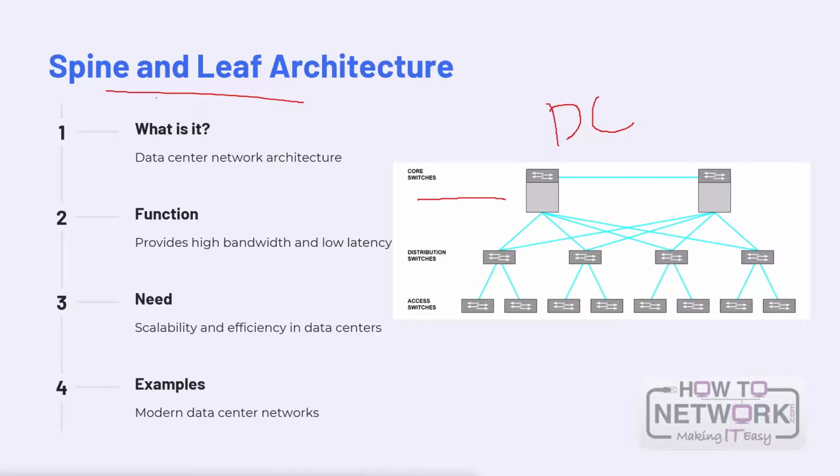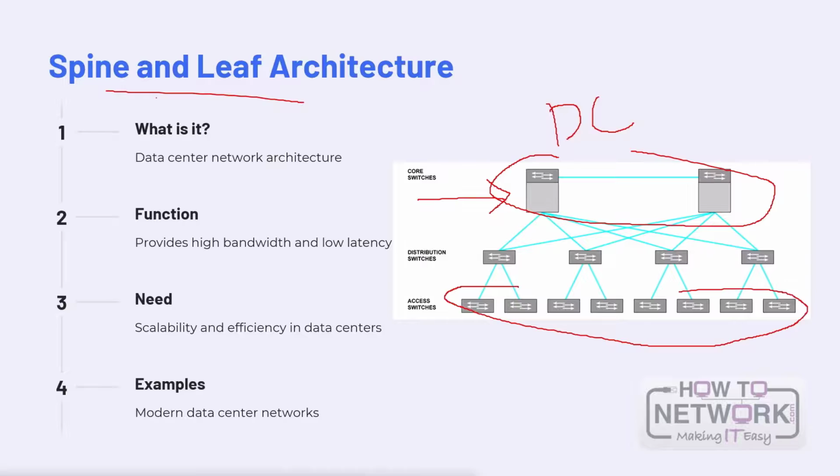the spine, let's say this one, and this is the leaf. Okay, so the spine layer here on top acts as the core of the network, providing high-speed connectivity between the leaf layer and other network segments. The leaf layer here connects to servers, storage devices, and other devices. And this architecture ensures efficient data flow and reduces congestion by distributing traffic across multiple paths.